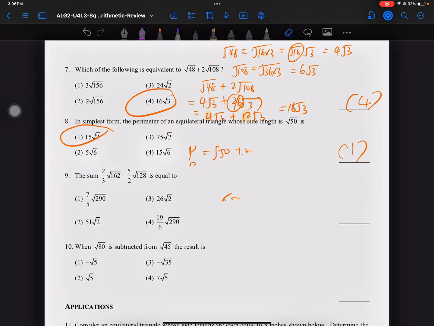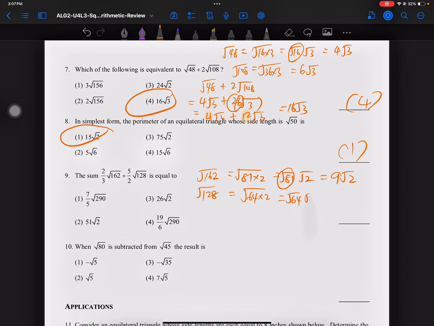Number 9 is the sum of these two equal to what? Again, we want to combine radicals, but first we must write each radical in simplest radical form. So we find the perfect squares for √162. √162 is √81 times 2, so we split it into √81 and √2. Then this is 9√2. Then we simplify √128. We have 64 times 2, so it is √64 √2, which is 8√2.